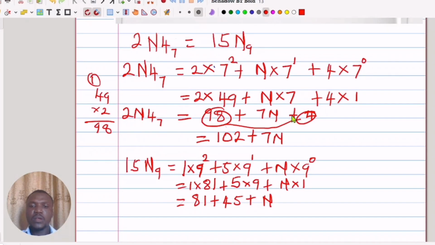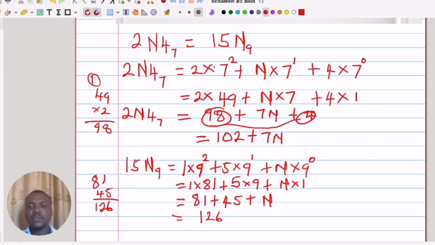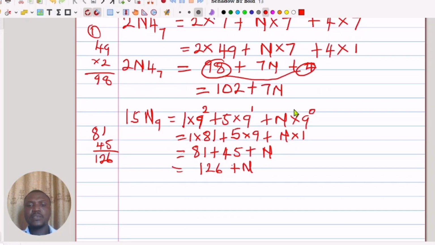So I'm going to add this together. What is 81 plus 45? 1 plus 5 is 6, 8 plus 4 is 12. So this will give us 126 plus n. Now remember that the question is 2n4 base 7 equals 15n base 9. I should go for n.